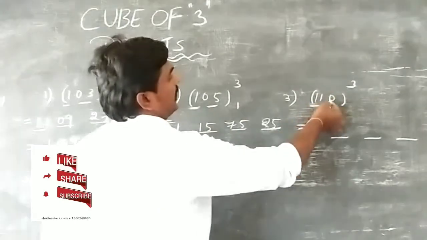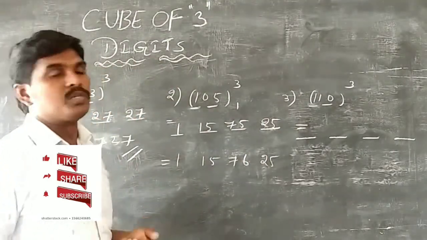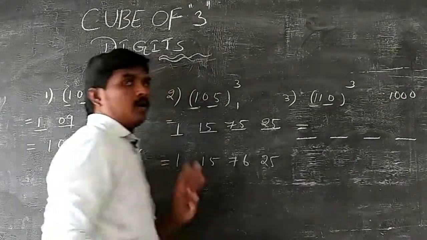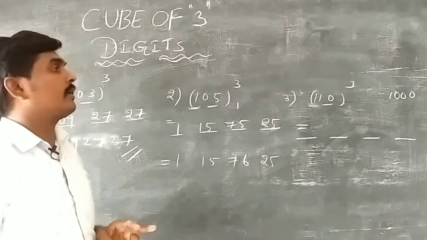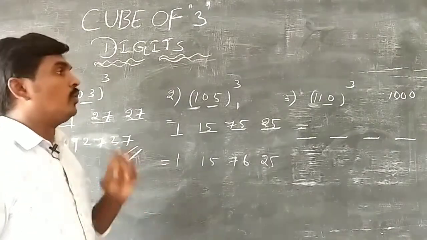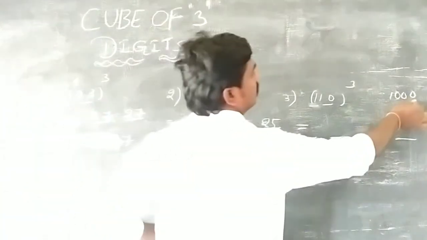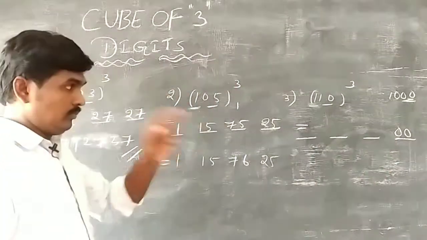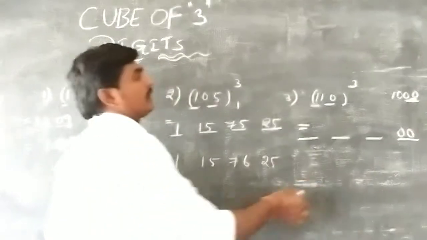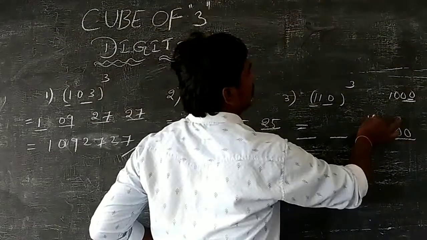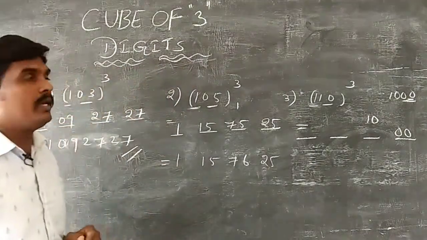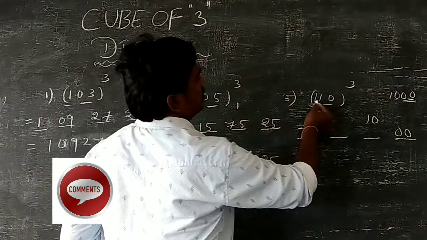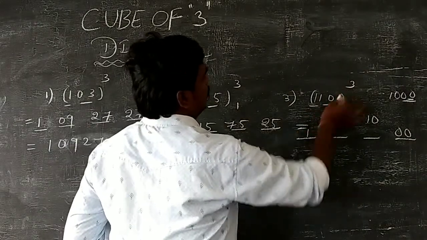Then 10 cube, how much? 1000. In this 1000 we have 3 zeros, that is a 3-digit number, so in that only 2 digits are written. These 2 zeros are written here, and then this 10 should be carried to here. Now 1 cube is 1. Next 1 into 10, 10 3s are 30.